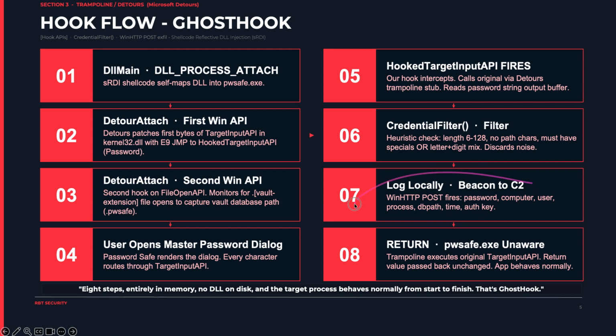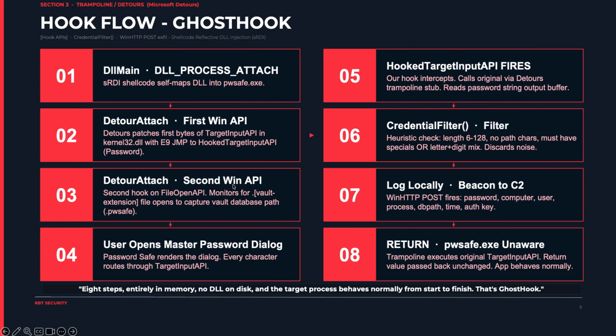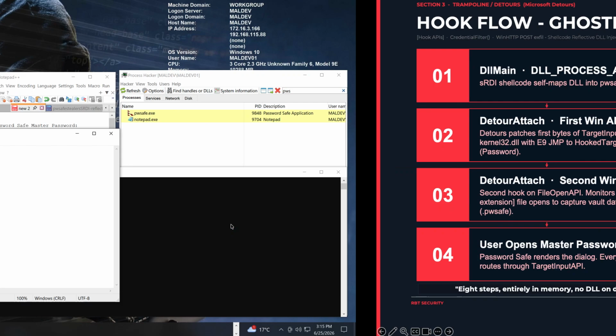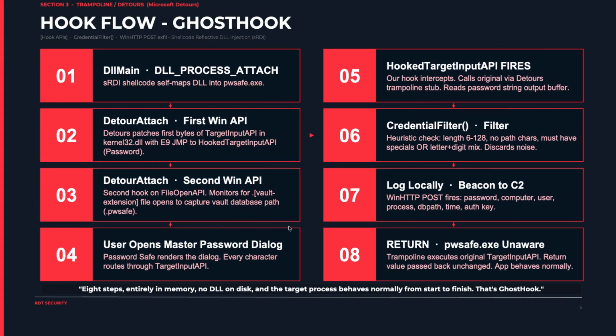Step number 7 is basically we write to a local log the file that we saw in here locally that contains the password, right? And also we exfiltrate via the network to our C2 framework. That is exactly what we got, the password and everything here via network in JSON format, right? And basically it will contain the password, the computer name, the username, the process name, the vault path, right?